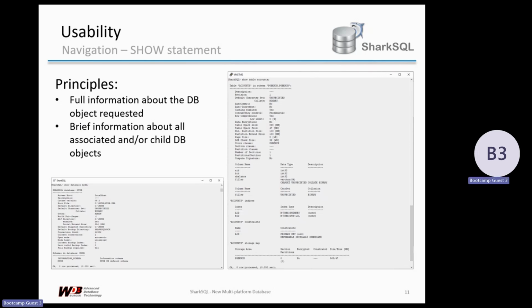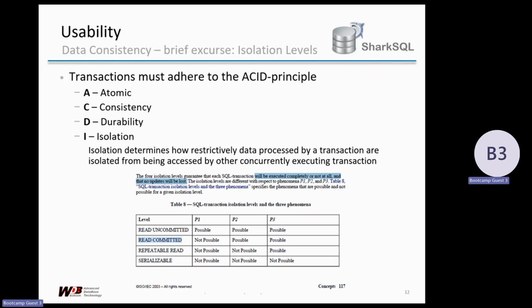just an example. If you say here show database, you get the list of all the configuration attributes of the database. Then you see which schemas are available, or you have show table account. You see the table definitions. You see the column definitions, what the indices are, which constraints are in it, and which storage area is located. So you have a full overview of your table configuration. So next thing, data consistency.